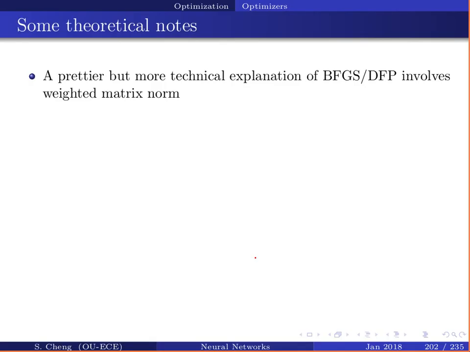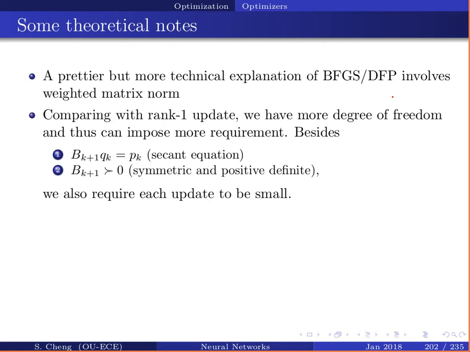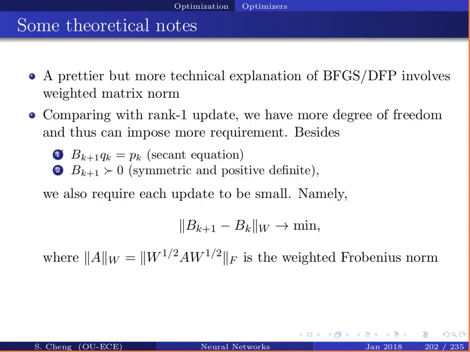And now it's a little bit of theory. I would say some more technical explanation of BFGS and DFP. When we do the rank 2 update, compared with rank 1 update, we have more degrees of freedom, right? So actually we can impose more requirements. Besides making sure it's symmetric and positive definite, and also needing to satisfy the second equation, we can also enforce each update to change the difference to be not so big. So more precisely, we can enforce that B_{k+1}, the next inverse Hessian approximation, compared with the current approximation, has the weighted Frobenius norm of the difference to be as small as possible.